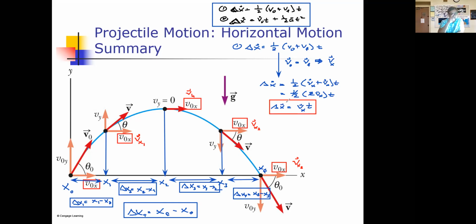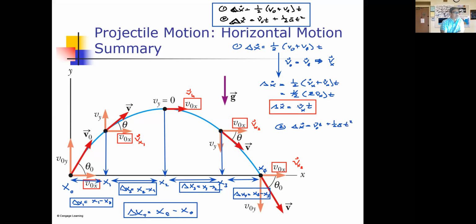Let's take a look at what happens to the second equation, and let's derive that. We have delta x equal to V initial times time plus 1/2 a t squared.